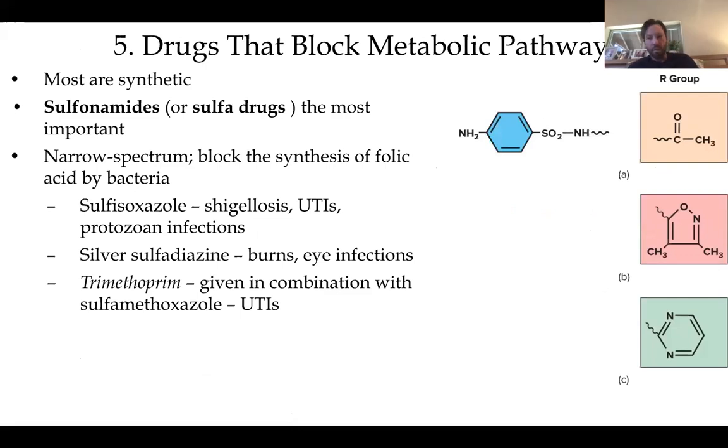Okay, now finally, the fifth category, drugs that interfere with metabolism. These include sulfa drugs, narrow spectrum though, okay? Some things they can do is block the synthesis of folic acid. Bacteria needs to make folic acid. And so if it doesn't get that metabolite, it won't survive. This can be used on things like Shigella, UTIs, and also protozoan infections, so eukaryotic organisms.